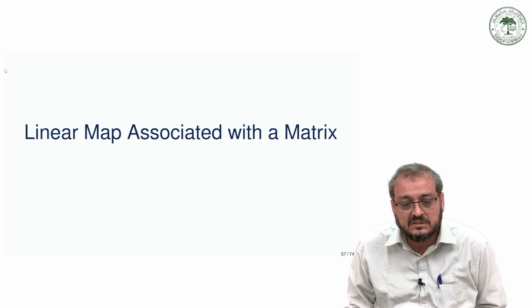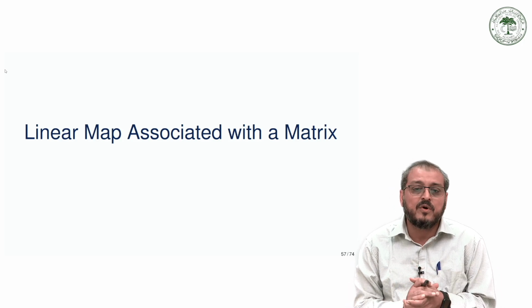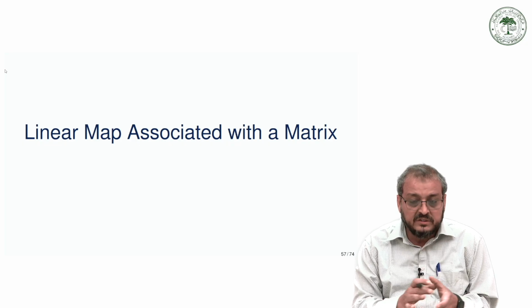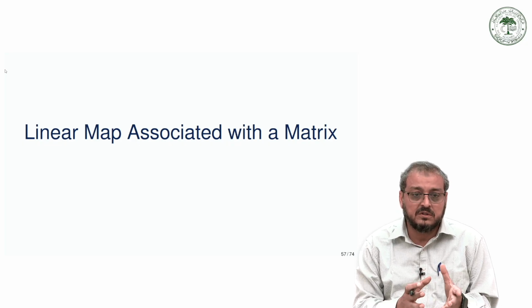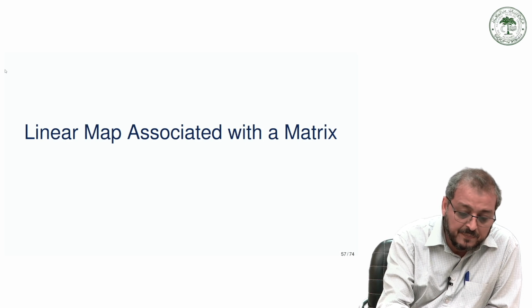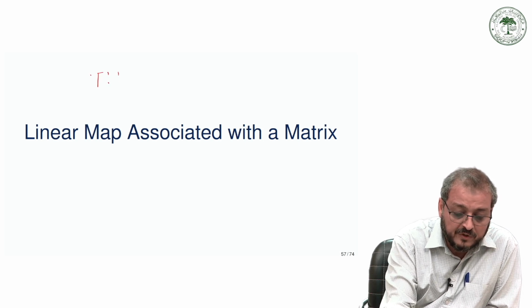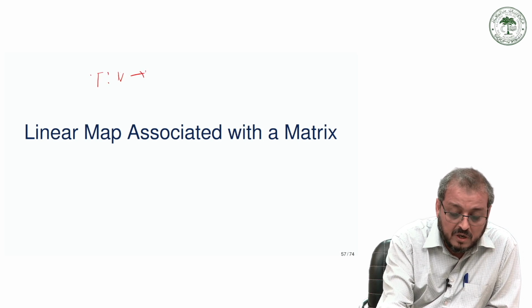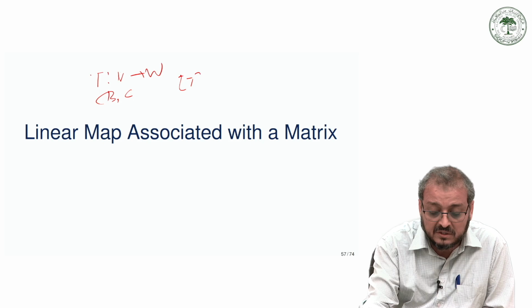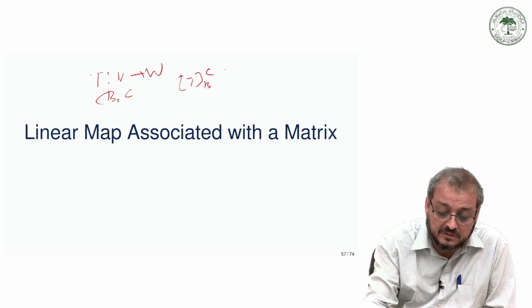In the last class, we discussed some properties of a matrix associated with a linear map. In this class, we discuss the linear map associated with a matrix. In the previous class, we were given a linear transformation from V to W, and then we have a basis. B and C are bases. Then we can calculate the matrix related to the bases B and C.